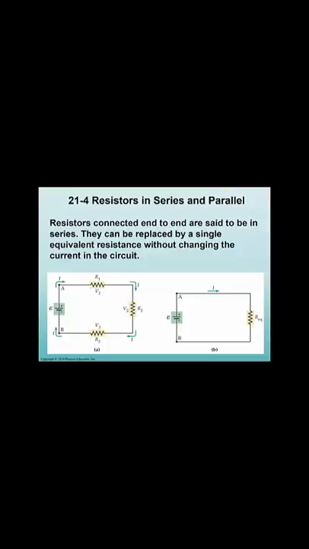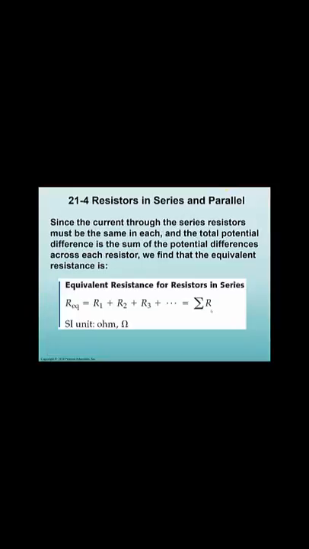Together, these resistors act like one big fat equivalent resistance. To find that equivalent resistance, all you have to do is add all 3 resistors. So the equivalent resistance of resistors in series is R1 plus R2 plus R3 and so forth.